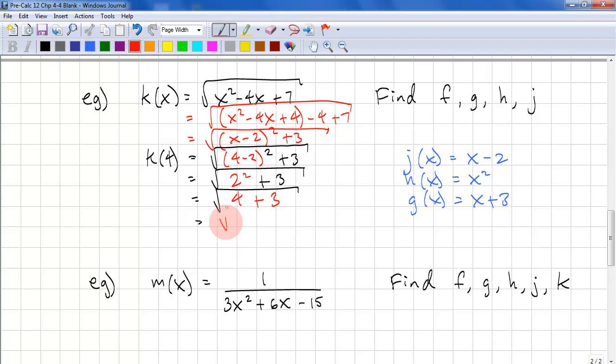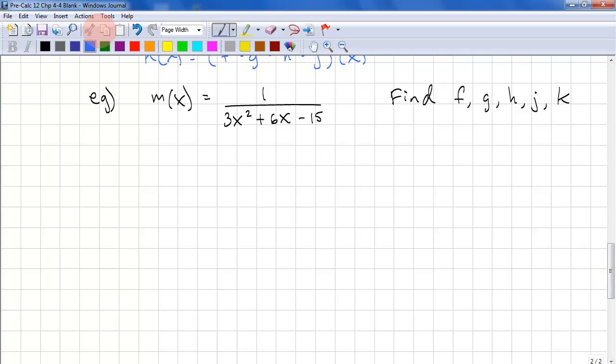Finally, we're taking the square root of the result, so that's square root 7, and f of x is simply square root x. And k of x equals, and we do it in reverse order, f of g of h of j of x, is our composite function. Let's look at a more complicated example. We're trying to find f, g, h, j, and k to create a composite function.